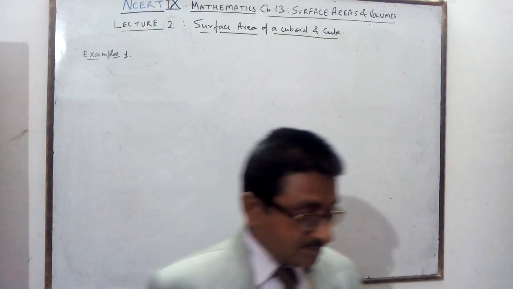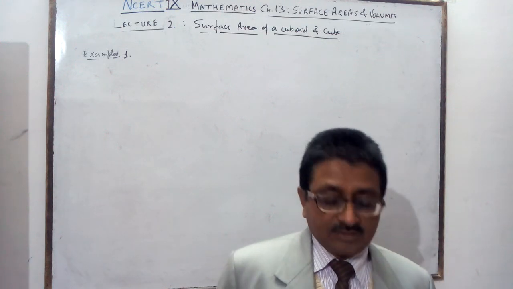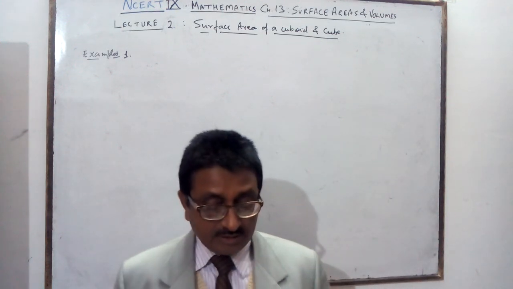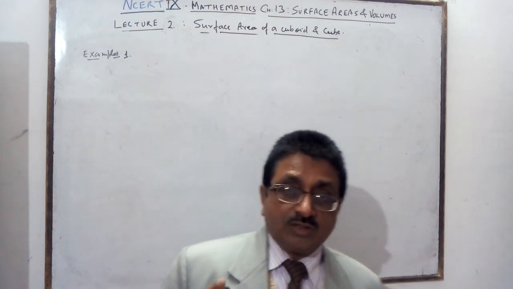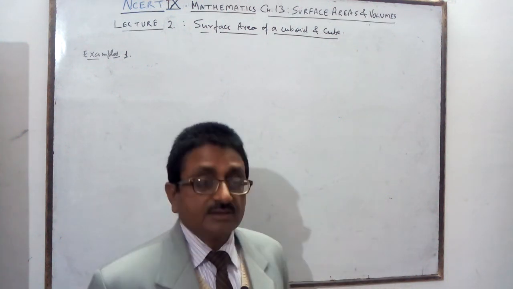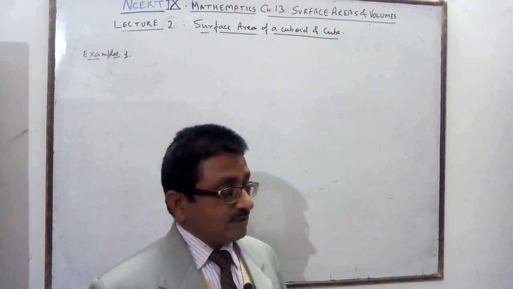Hello students, you are studying the class 9th surface area and volume chapter number 13. In the previous lecture I told you all the formulas of this chapter. Now you will see some examples based on cube and cuboid.